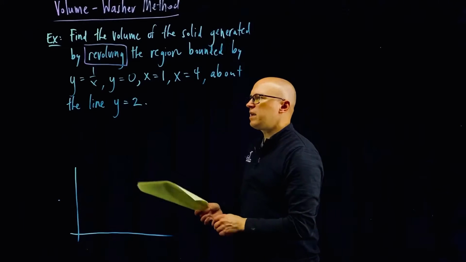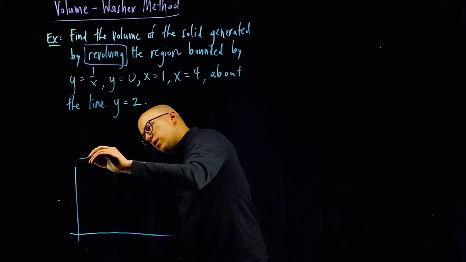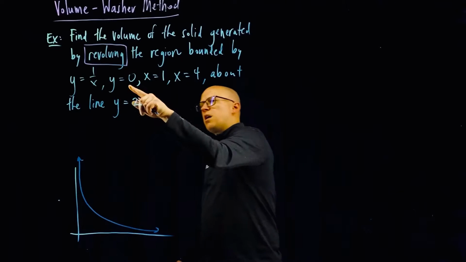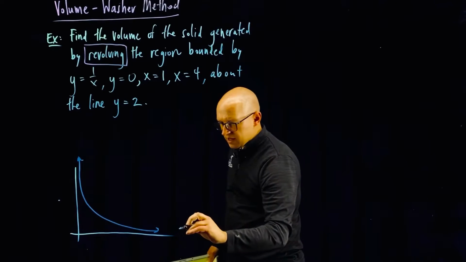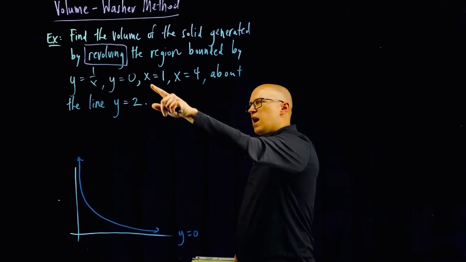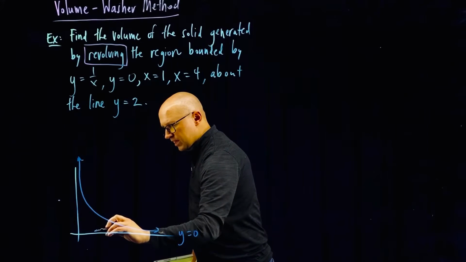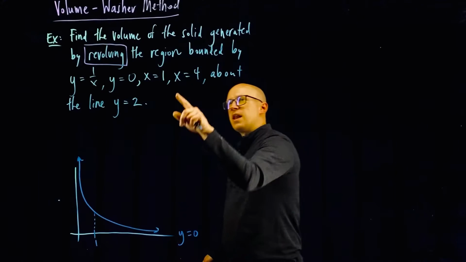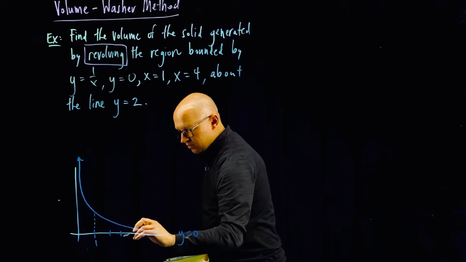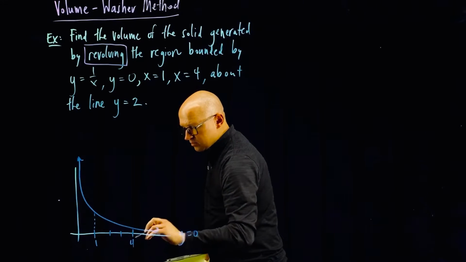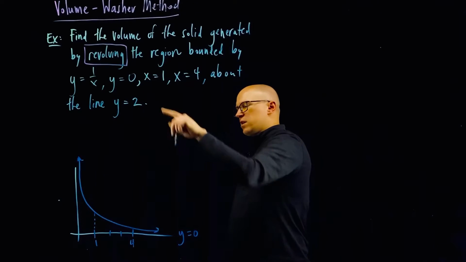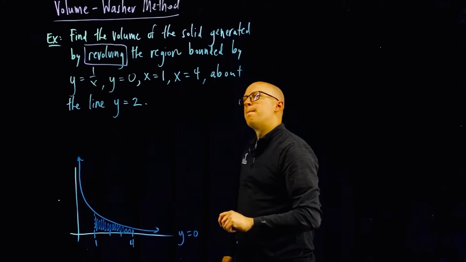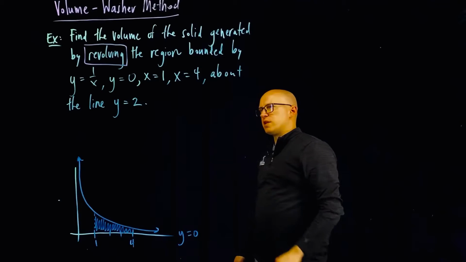So I need y equals 1 over x. What does that look like? Well, that's going to look something like this. We have y equals 0, which is just the x-axis, but I'll label that y equals 0. I've got x equals 1, so I'll put a dot up there. This is 1. And then x equals 4, so that'd be 2, 3, 4. So this is x equals 4, and y equals 0. This is the region we're talking about, bounded by those functions.